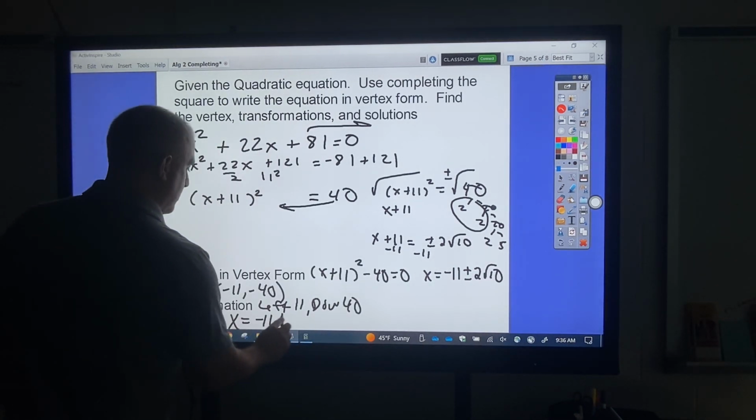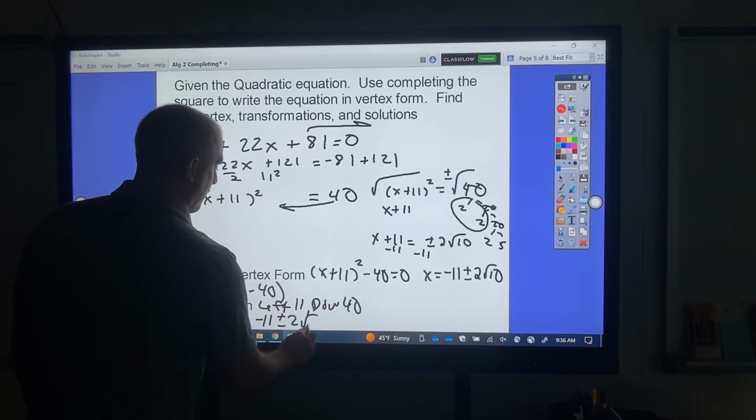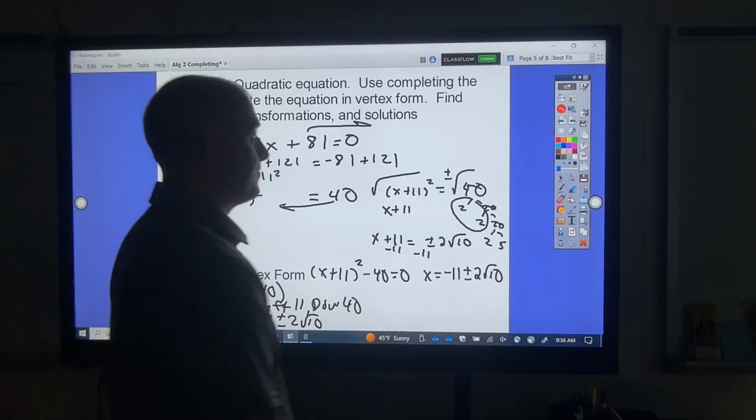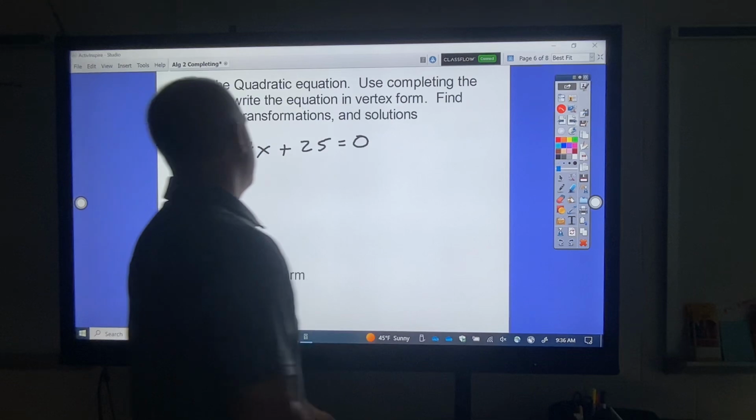This would be for one that's not factorable. You can do the quadratic formula and you get the same answer. Okay, let's do another one.